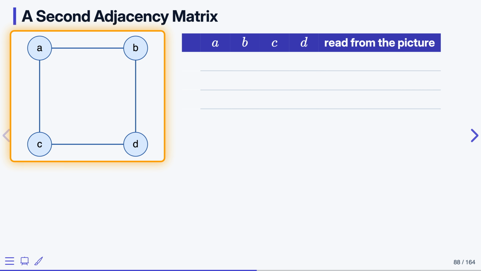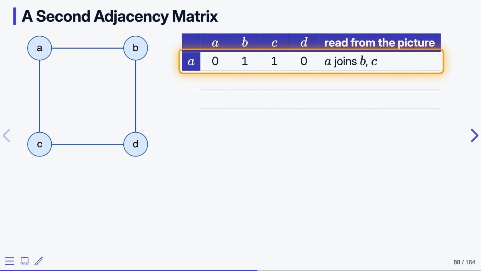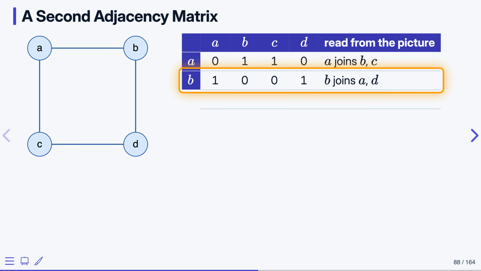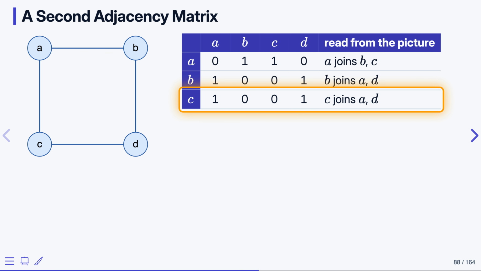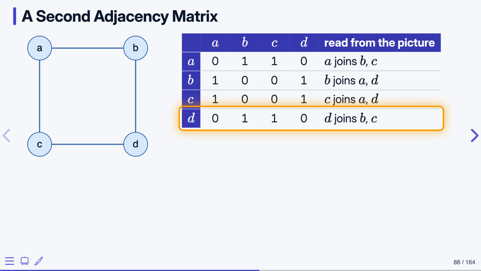A second graph now, again with the order A, B, C, D. This one is a 4-cycle drawn as a square. Row A is joined to B and to C and to nothing else. So 0, 1, 1, 0. Row B is joined to A and to D, so 1, 0, 0, 1. Row C is joined to A and to D, so 1, 0, 0, 1. Row D is joined to B and to C, so 0, 1, 1, 0. Every row here has exactly 2 ones. That tells us every vertex has degree 2, which is what we expect from a cycle.